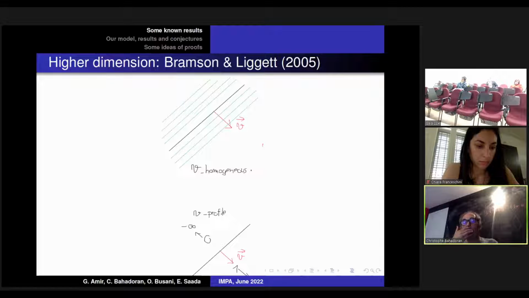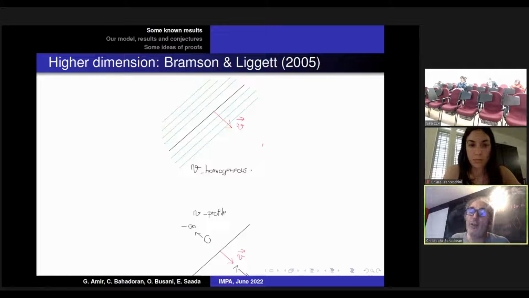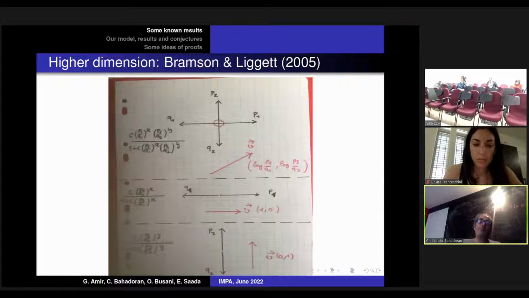Okay, and so they gave, for instance, some necessary conditions on V for such measures to exist, and some examples of such measures. You can construct explicit examples of product V measures. This is the formal definition that they give of V-homogeneous and V-profile measure. And here is the example that you can construct: a nearest neighbor random walk in dimension 2, moving right with rate P and left with rate Q, and similar in the vertical direction.